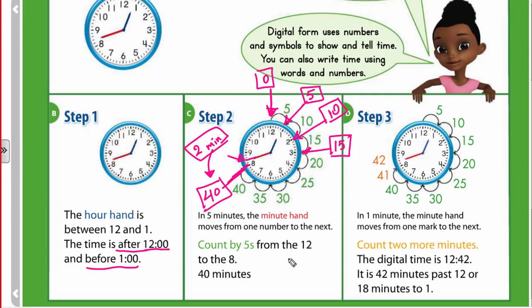How to write it as digital? In the digital form, we write hours and minutes. Hours is 12 and minutes is 42. And before we continue, I want to tell you, my heroes, that when we have here 12, we mean that the time is after 12, not before 12. Remember, it's after 12.